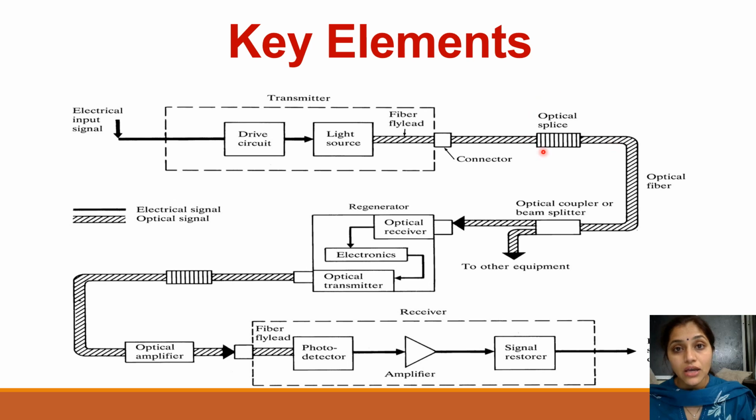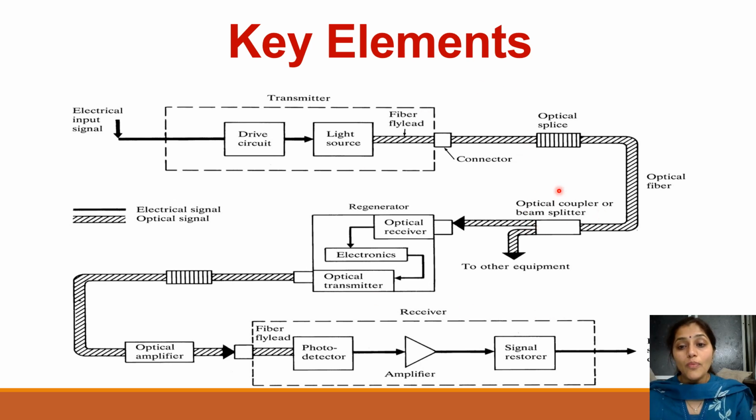So this is our optical splice. Connector is used to connect cable with source. Then splice is used to connect cables together. Then comes optical coupler. I have taken this diagram from Keiser book. In this diagram, all the elements which are required for implementation of optical fiber communication system are given.